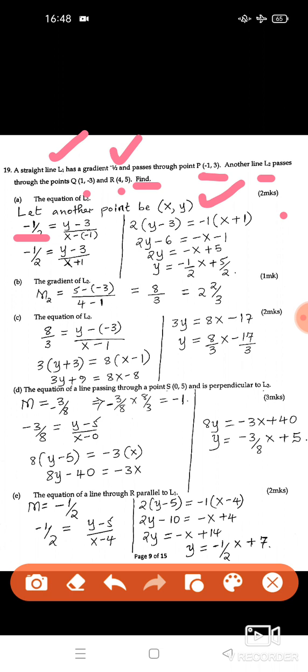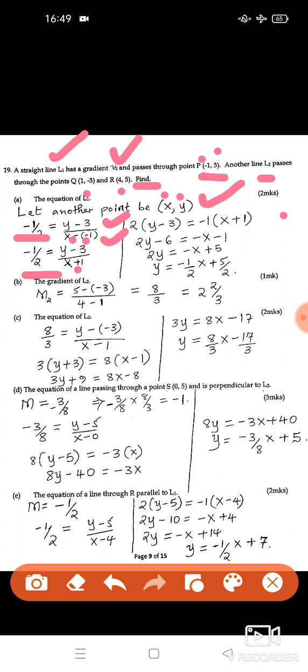So we say the gradient negative half equals change in y out of change in x. So when we take y and we subtract the other y here, which is 3, we'll have y minus 3. Then we go for change in x, whereby we will take x and we subtract the other x here, which is negative 1. Therefore, we'll have x minus negative 1. So what we do next is to have negative a half being equal to y minus 3 over x minus negative 1, and a minus followed by a minus becomes positive. Therefore, we will have x plus 1.